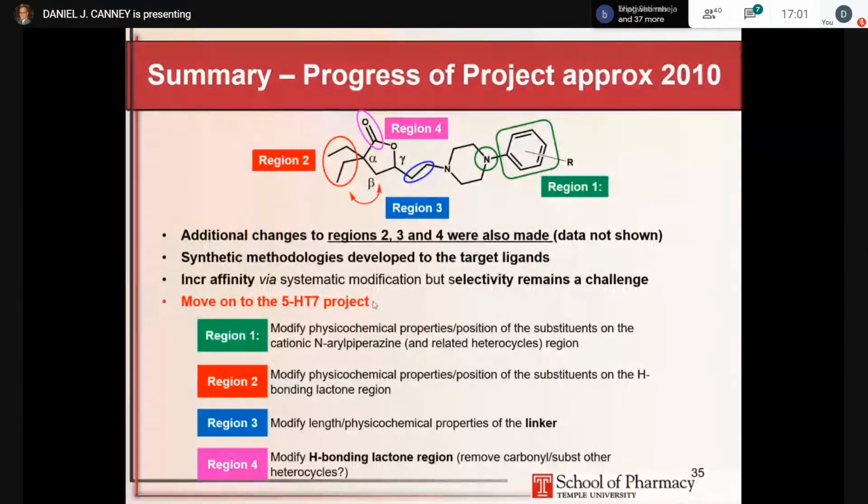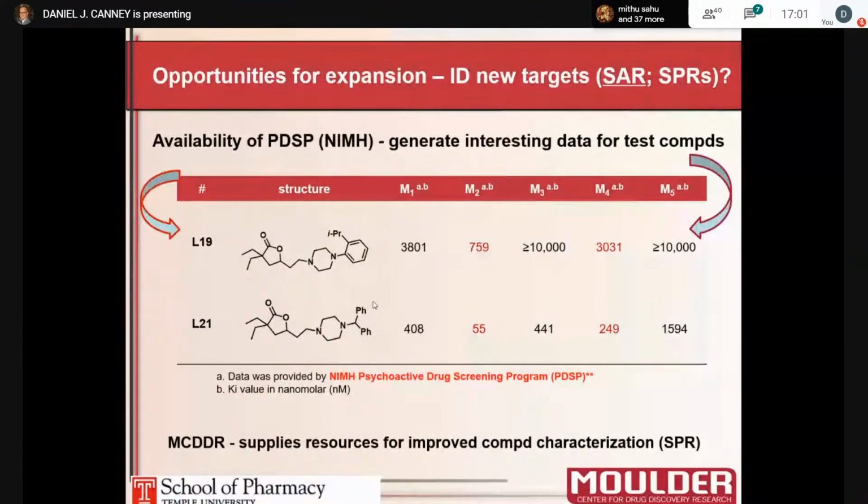But at this point, in the interest of time, I want to switch from this project that I've been talking about, the muscarinic project, and move into the muscarinic side of things. And this is about the time, it was about 2010, 2011, that the Mulder Center came along, and the individuals that were part of the center, we started this collaboration with the psychoactive drug screening program, which is shown here on the slide, availability of PDSP. PDSP is the psychoactive drug screening program.